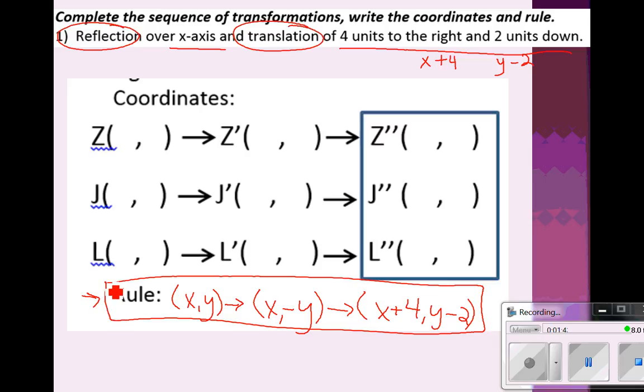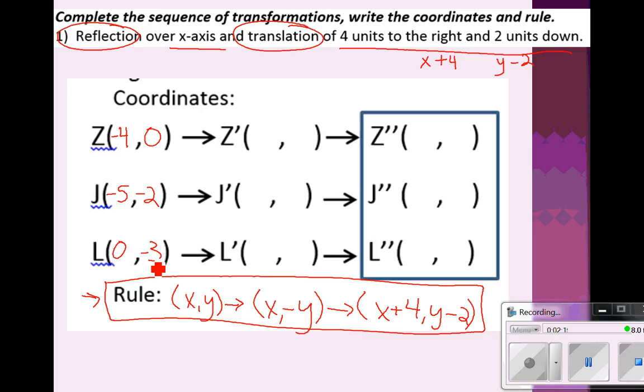Now we can go up to the graph. The actual original figure is already plotted on your paper, so we need to write down the ordered pairs for z, j, l. And that's going to go in the first column. Z is -4, 0. J is -5, -2. L is 0, -3. Now we're going to use the rule for reflecting over the x-axis to get the z prime, j prime, l prime in the middle column.